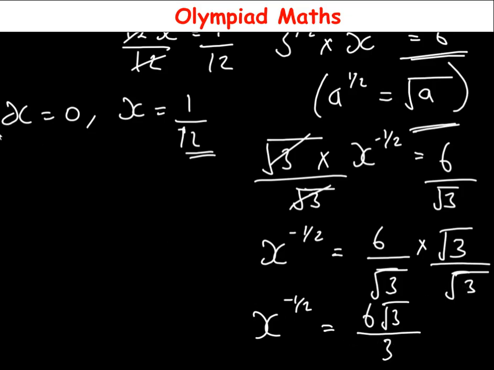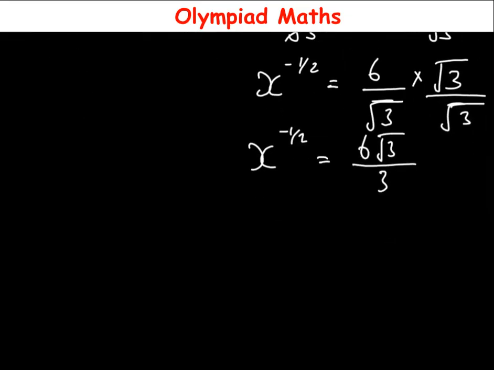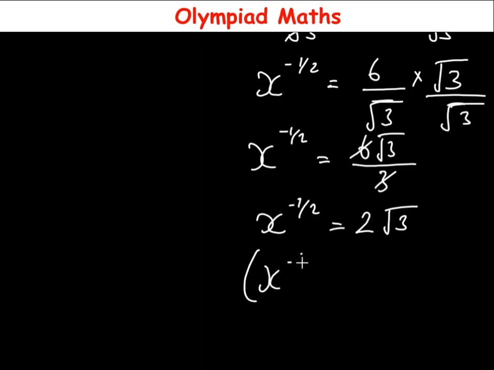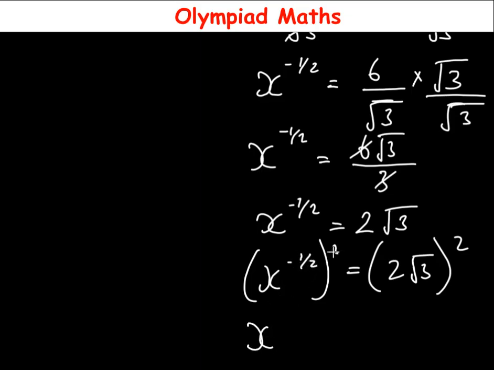So with this, what you have is that x raised to power minus half is equal to, when we divide 6 by 3, 2 root 3, right? With this, you can then square both sides of the equation. Okay, so x raised to power minus half all squared is equal to 2 root 3 all squared. With this, power 2 here, we multiply by power minus half. So you're going to have x, now, power minus half times 2 is minus 2 over 2, right?